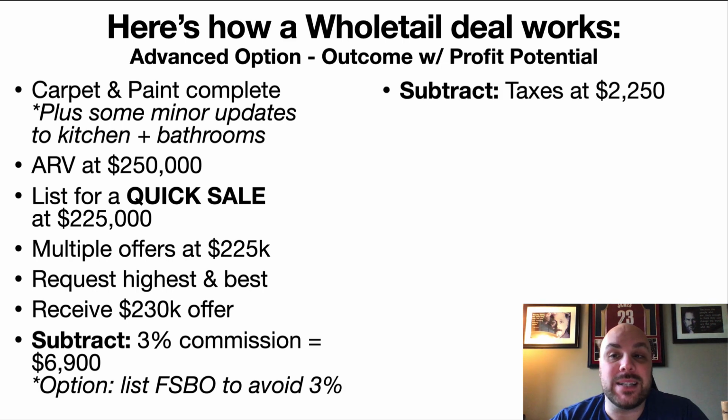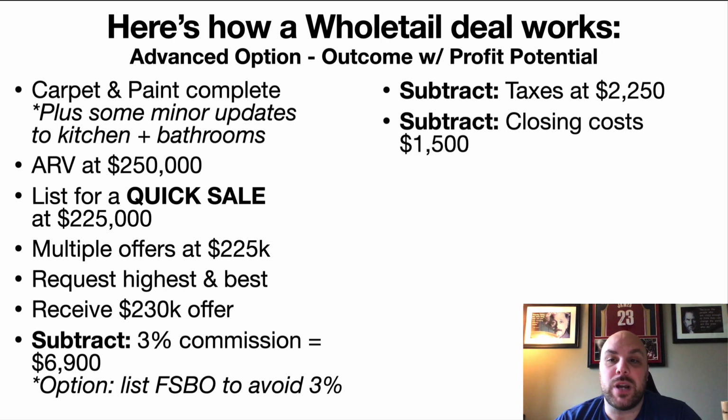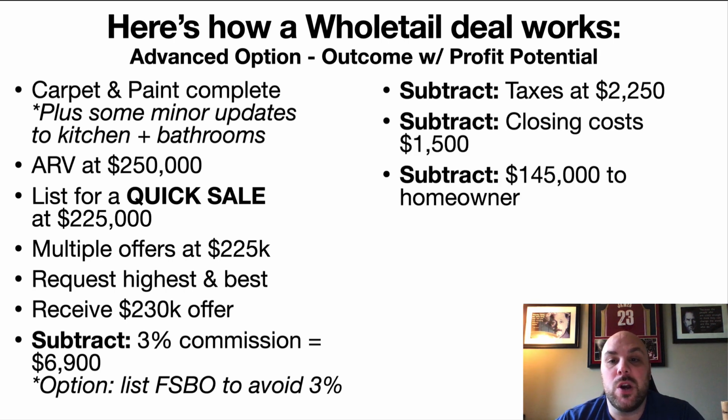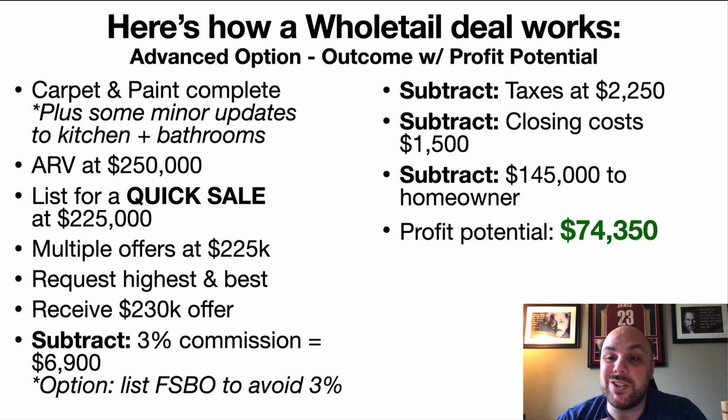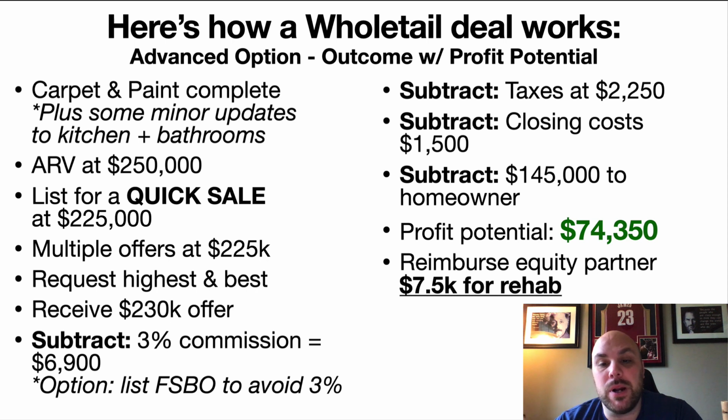We're going to also subtract taxes at $2,250. We're going to subtract closing costs at $1,500. We're going to subtract $145,000 that we are giving to the homeowner per our option agreement that we have. So we have a purchase and sales agreement, plus we have an option to purchase the property at $145,000. Our profit potential on this deal, because there is no bank loan, so it adds a little bit more money, is $74,350. And we're going to reimburse out of that money our equity partner the $7,500 that they used for the rehab. Now, again, do you have to use an equity partner on this deal?